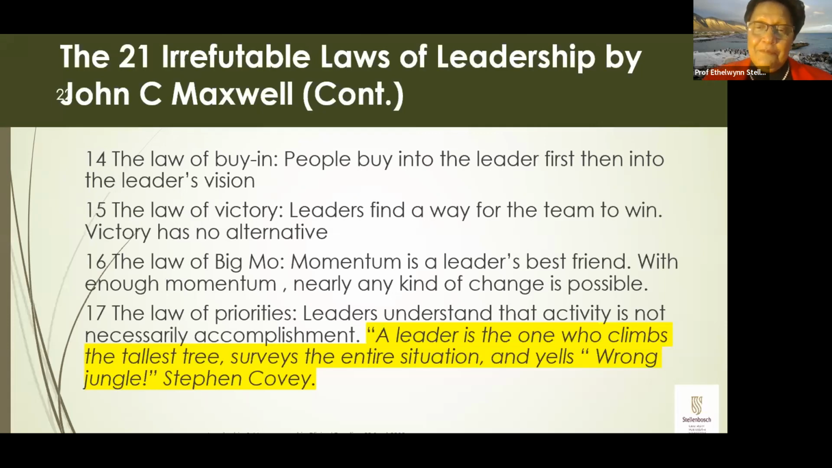We don't want that type of leaders that do that to people. But this is one of the traits of leaders. The law of victory, they want to win. And then the law of Big Mo, using every opportunity, keeping the momentum going. And according to Maxwell, he says momentum is a leader's best friend. With enough momentum, nearly any kind of change is possible.